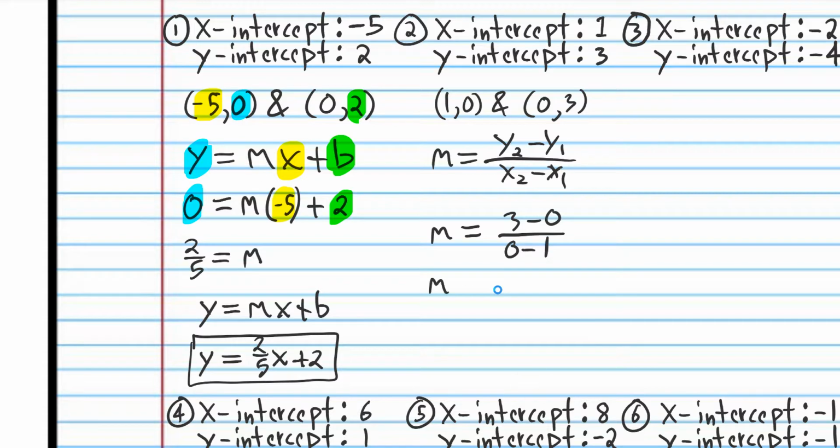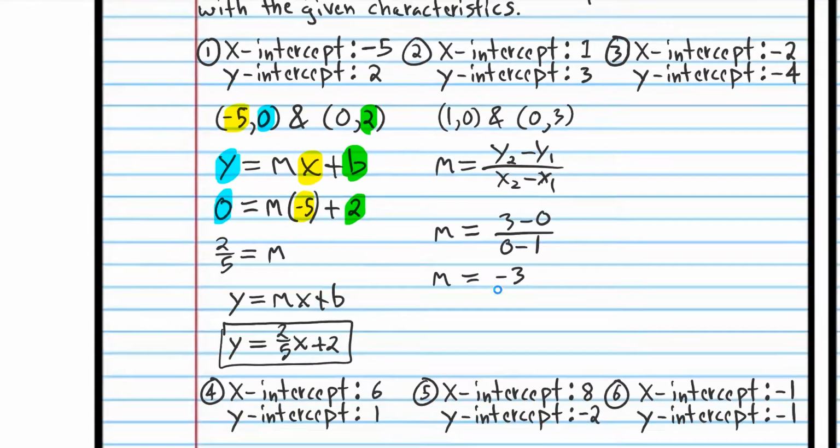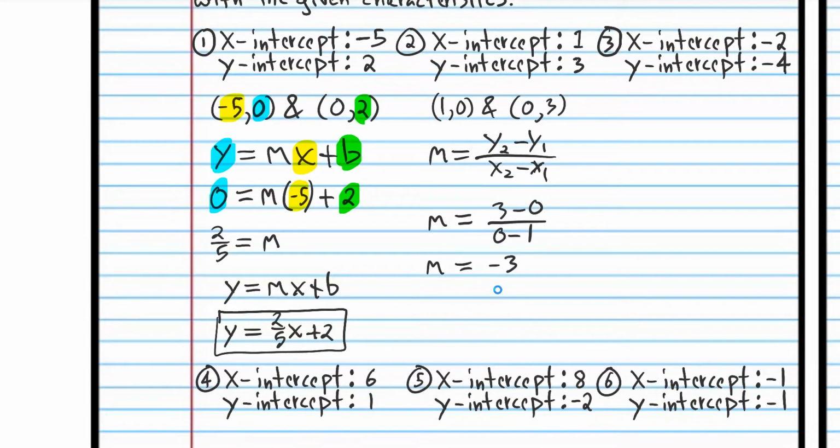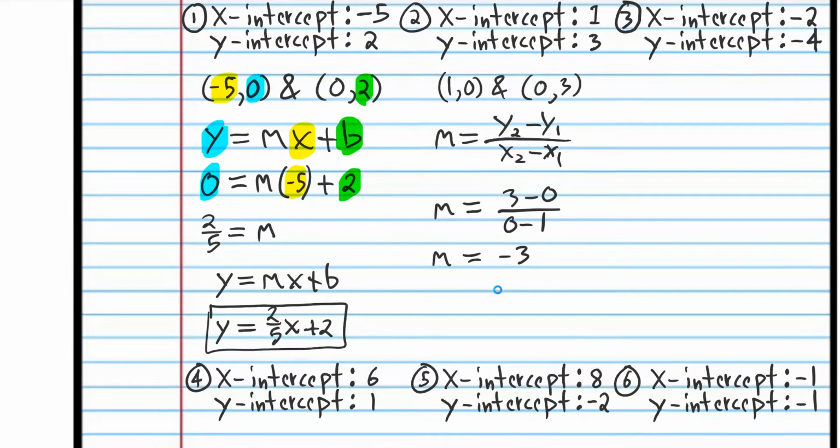And we can see that the slope is going to be -3. So now I have the slope, and I already have the y-intercept. Well, actually, I can go ahead and write the point-slope form of the equation, or I can write the slope-intercept form. I'm just going to write slope-intercept form.